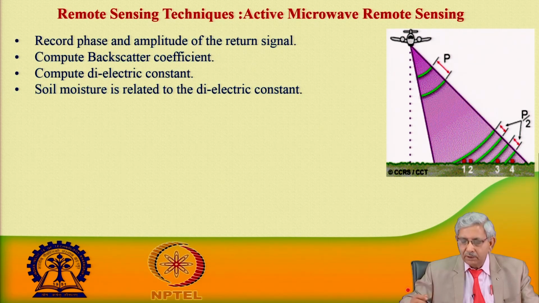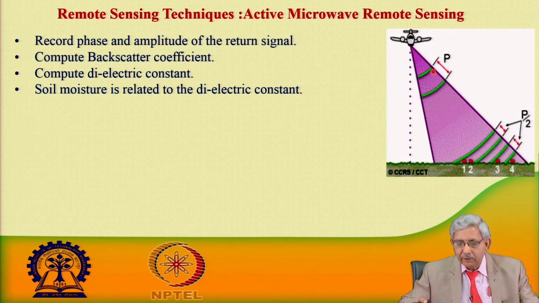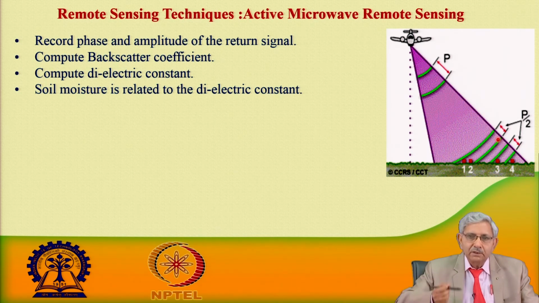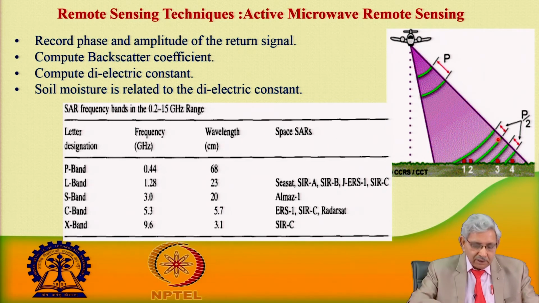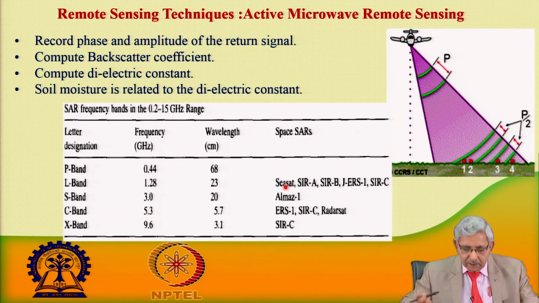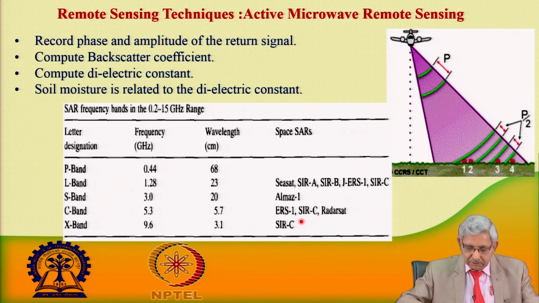This is what you see for an airborne radar, where the pulses are transmitted. The pulse goes out, and these are the targets. When the pulse is transmitted, it is reflected back to the system, and these values are analyzed in terms of moisture content. Some of the sensors are synthetic aperture radars in space, such as RADARSAT, JERS, ERS-1, and SIR.